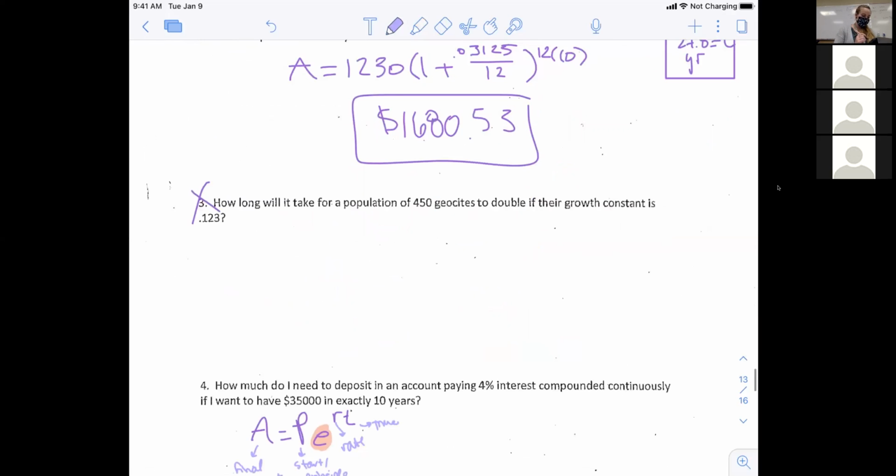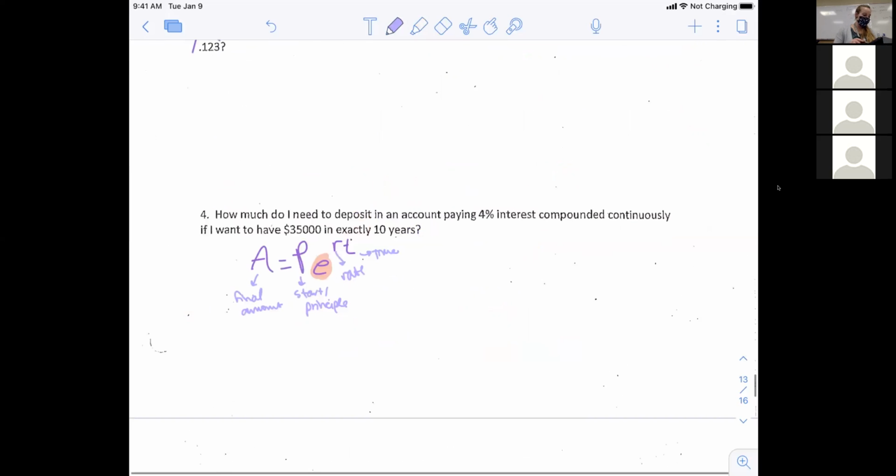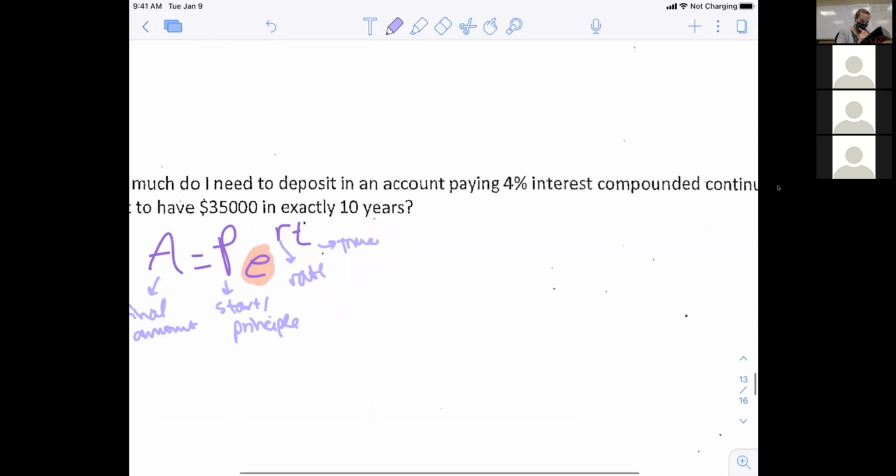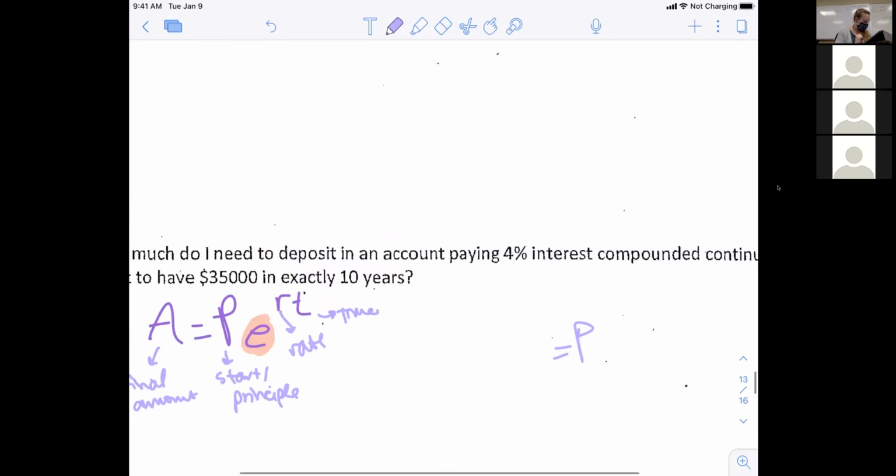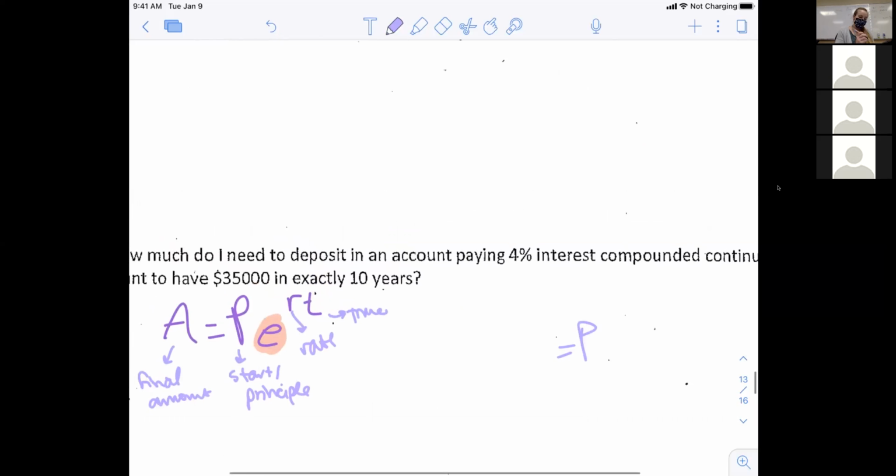Okay. So let's plug it in. How much do I need to deposit? What is that asking for, Becca? Oh, E is the number in your calculator. It's a constant. Yep. Initial. Very good. We don't know how much we need to start with. So we're going to use P as the variable here. What do I want to end with? 35,000.